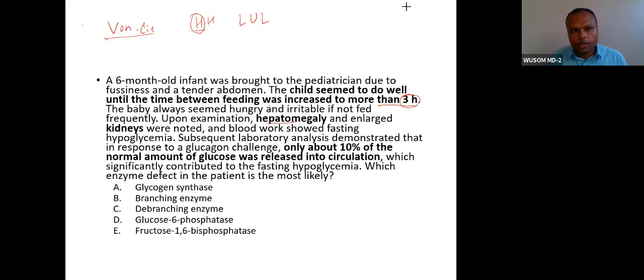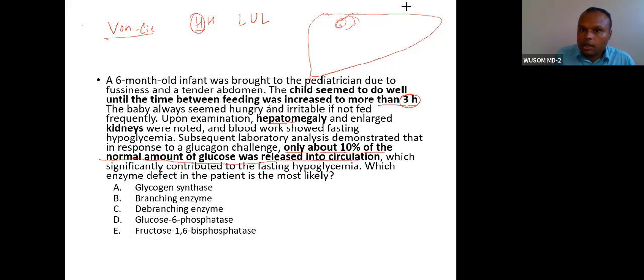Hepatomegaly is present in both disorders, von Gierke and Cori, but you can see the very big clue here. Only 10% of the normal amount of glucose was released. So glucose is released from your liver, you know. So this is glycogen, and this is glycogen.